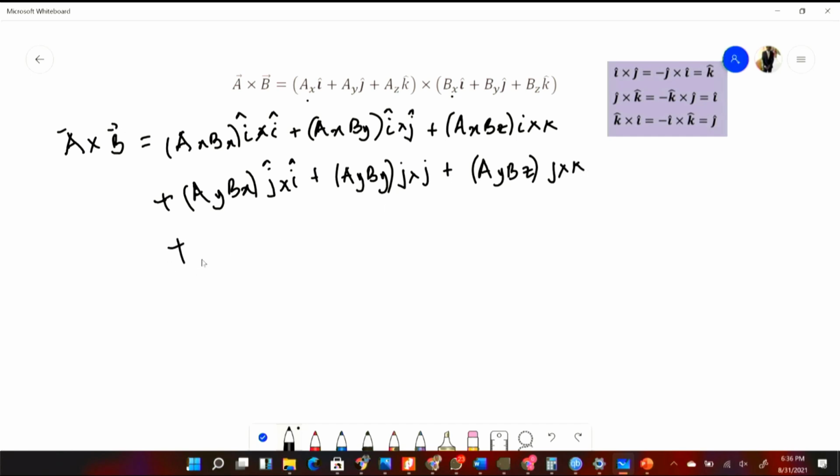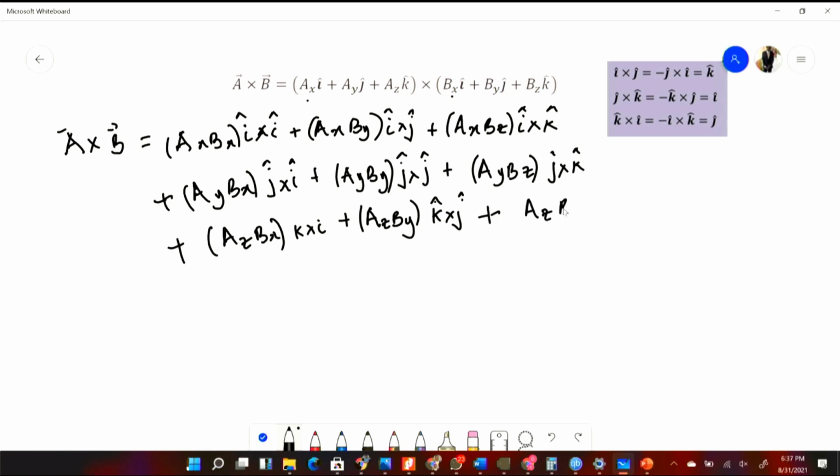Then we continue that way. We are going to have AZ multiplied by BX, and the unit vector becomes K cross I. Plus we have AZ multiplied by BY, and the unit vector is K cross J. So then lastly, we are going to have AZ multiplied by BZ, and the component is K cross K.